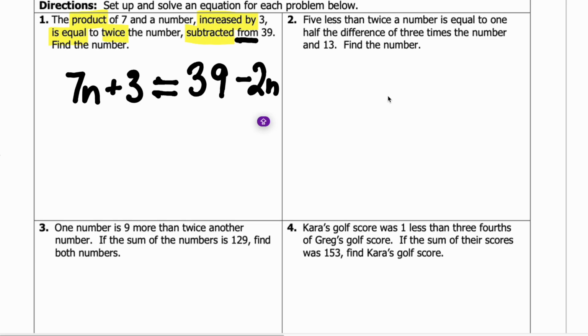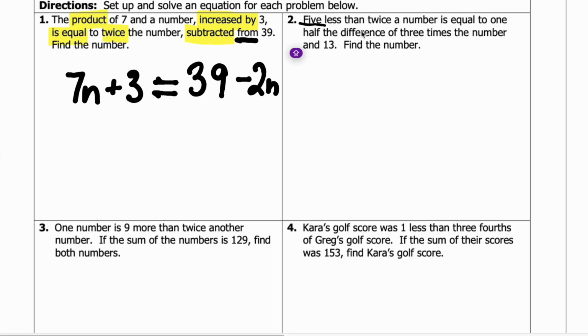Okay. Let's look at number two. So this one gets a little bit more interesting. It says 5 less than twice a number is equal to 1/2 the difference of 3 times the number and 13. All right, so the first portion isn't too hard to spot. It says 5 less. So we know we're subtracting. So 5 less than twice a number.